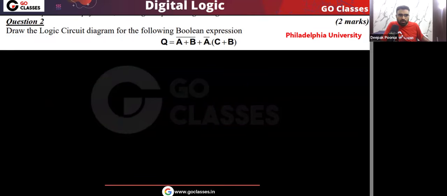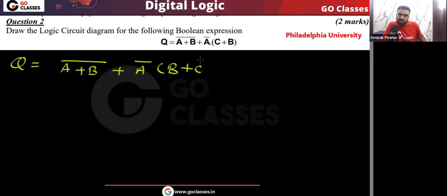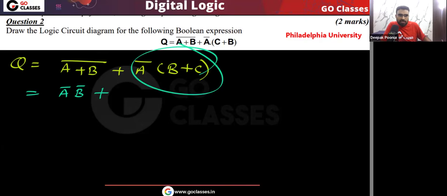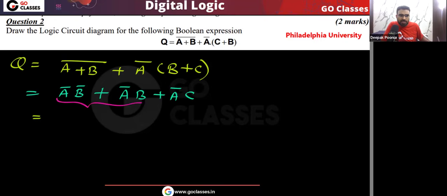Next, what you can do is simplify this. Q is given as A or B whole bar, or A bar, B or C. Now you can apply De Morgan's law here, it will become A bar, B bar. Or here you can apply the distributive property, you can multiply, it will become A bar B or A bar C. Now notice, can we do something? Yes, here we can take A bar out. Inside you will get B bar or B, and then or A bar C.